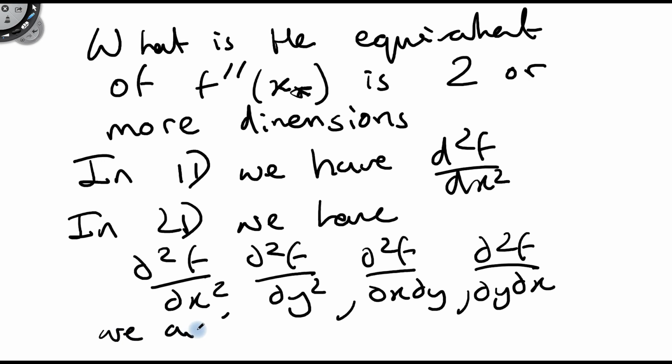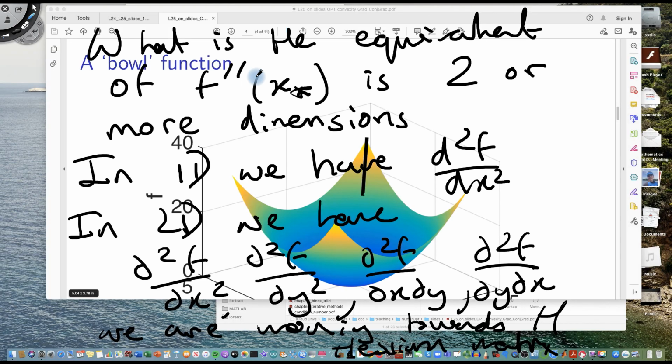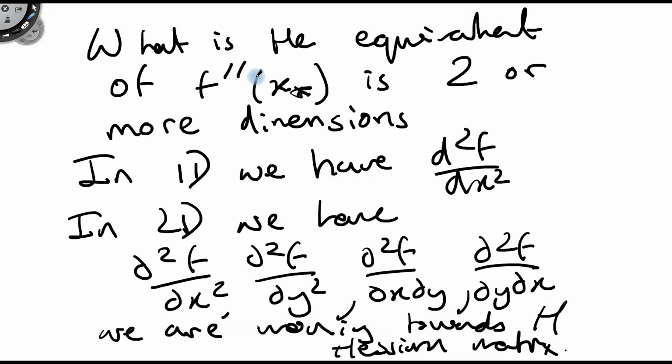We're moving towards H, which is the Hessian matrix. That and its related quantities will play an equivalent role to f double prime in 1D. And this is the way we can prove that. So the route forward is we're going to establish that the minimum exists, and then we'll look at methods for how to find the minimum. Okay, see you next time.